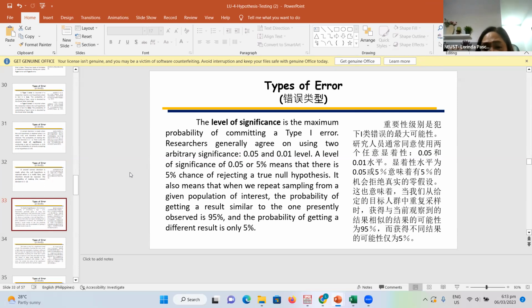Now, researchers generally agree on using two arbitrary significance levels, yung sinasabi ko, yung 0.05 and the 0.01 level. So a level of significance of 0.05 or 5% means that there is a 5% chance of rejecting a true null hypothesis. So it also means that when we repeat a sampling from a given population of interest, the probability of getting a result similar to the one that is presently observed is 95%, and the probability of getting a different result is only 5%.